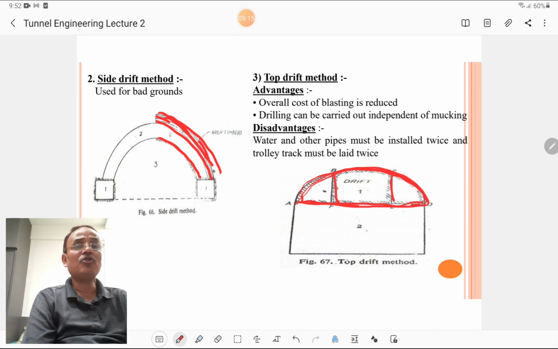In the top drift method, this is the top portion, and this is drilled first. Advantages: overall cost of blasting is reduced. Drilling can be carried out independent of mucking. And disadvantages: water and other pipes must be installed twice, and the trolley track must be laid twice.